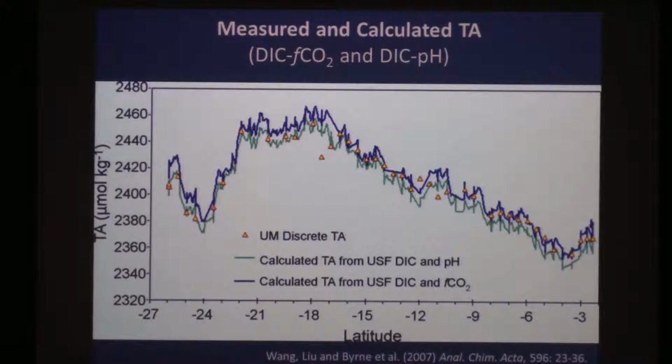This shows some actual data that we got from the South Pacific, and in this case, these discrete points are discrete total alkalinity measurements made by personnel from the University of Miami, and this is TA calculated from DIC and also our pH and CO2 fugacity measurements. So you see you have a high degree of coherence here.